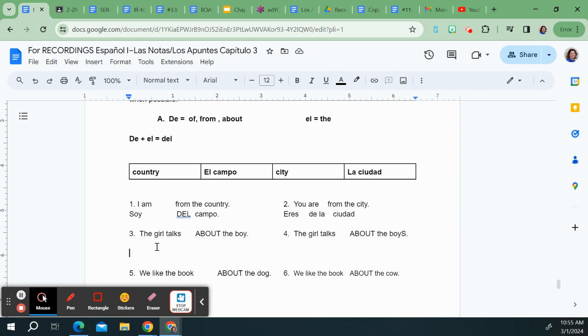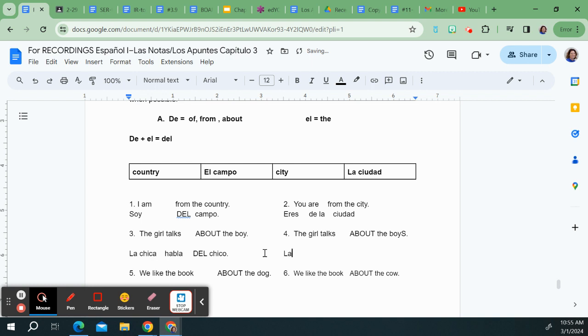The girl talks about the boy. That would be la chica, niña, or muchacha, habla. If you talk about somebody, that's de. The boy, el chico, niño, or muchacho. And you say, ooh, look, I've got de right next to el. I will use del. Now over here, put your period always.